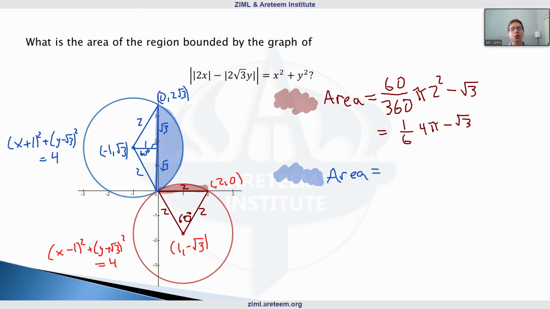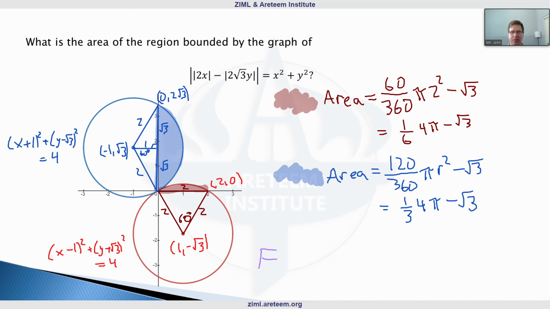But this is now a 120-degree sector. So using the same strategy, we have a 120-degree sector, so now we have 1/3 of the circle. And again, we have two triangles. They can be rearranged into a rectangle with area √3. So this one here is 1/3 times 4 pi. The reason I didn't simplify this before is we can now combine them as our final step here. And 1/3 plus 1/6 is going to be a half in this case.